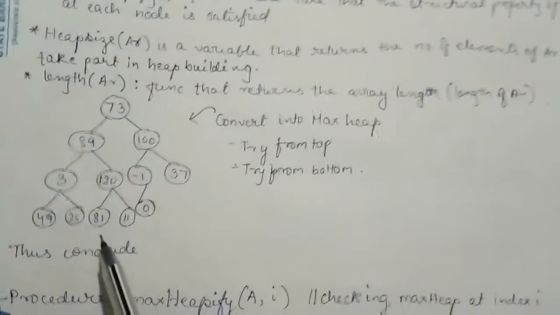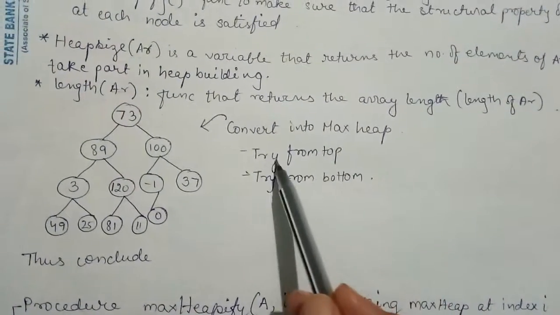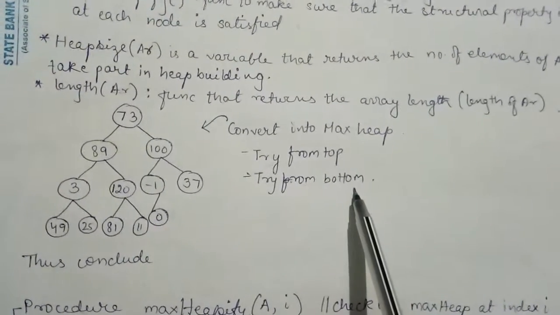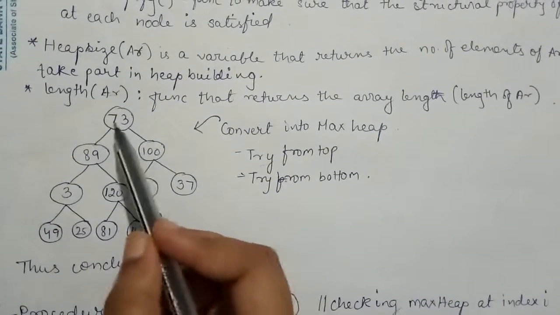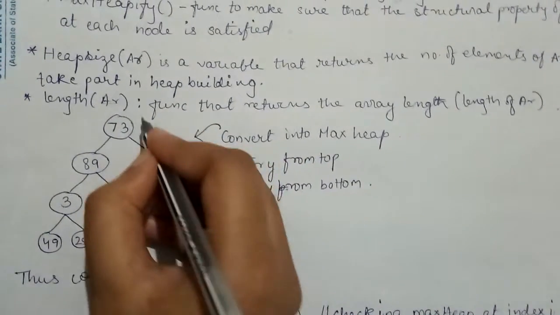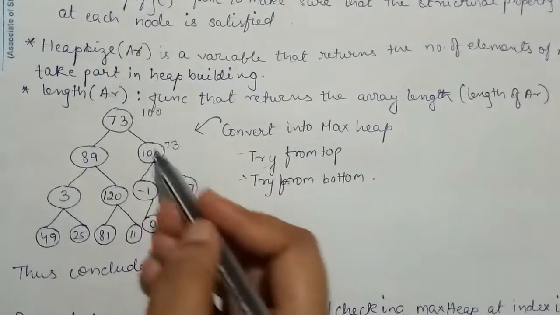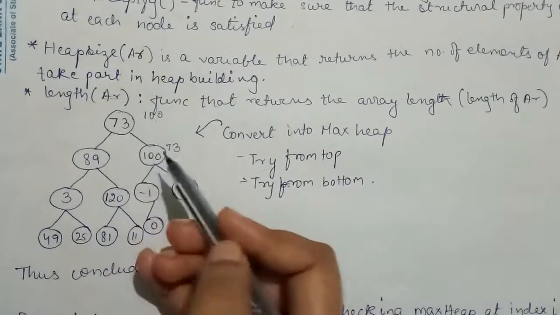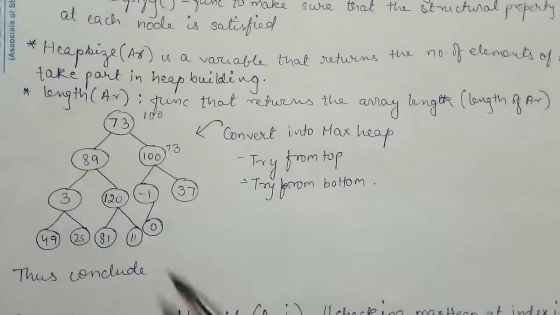So let us see how to make a max heap. Convert this tree into a max heap. We have two hints here. First is we have to try from top, next is we have to try from bottom. So if we try this 89, 100, 73, so 100 is maximum, so here we have to write 100 and here 73, because these two will get exchanged. 100 is the maximum. We are making the max heap where the parent node is greater than its children nodes, so we just swap these values.